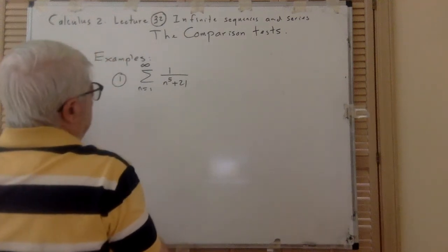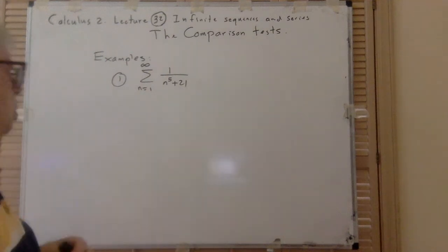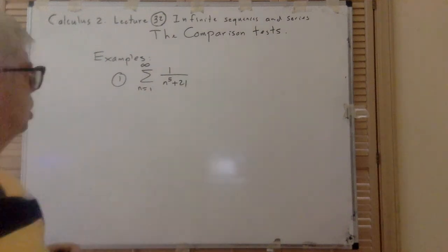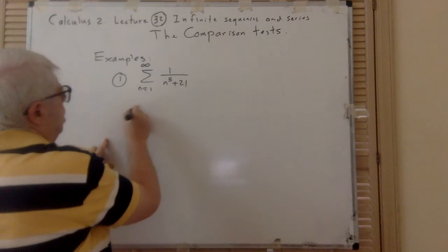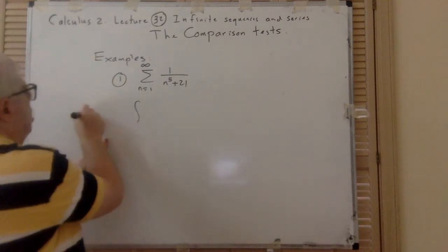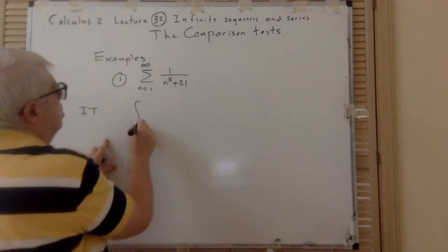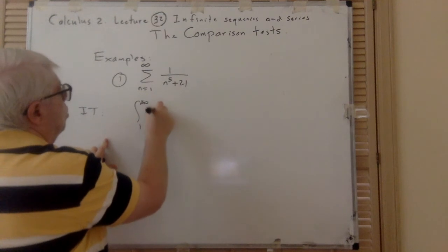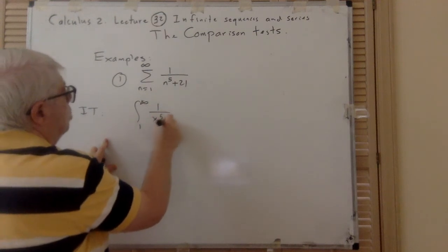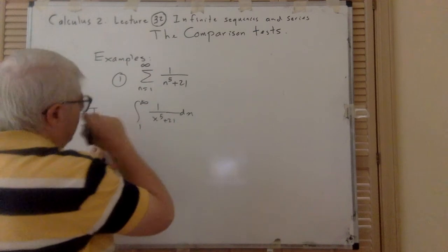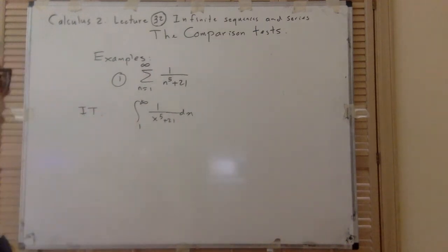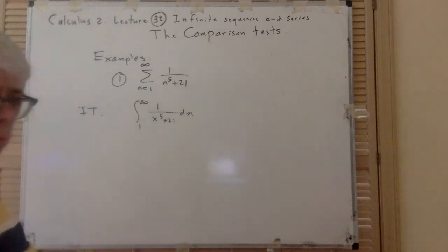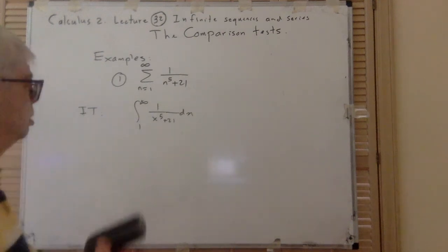Okay, so can I use the integral test? Well, you might say, why not? The integral test, IT, tells me to find this integral, 1 over x to the power 5 plus 21 dx. And you might say, gee, come on, don't give me any trouble. This is not easy to find. So why should I try this?